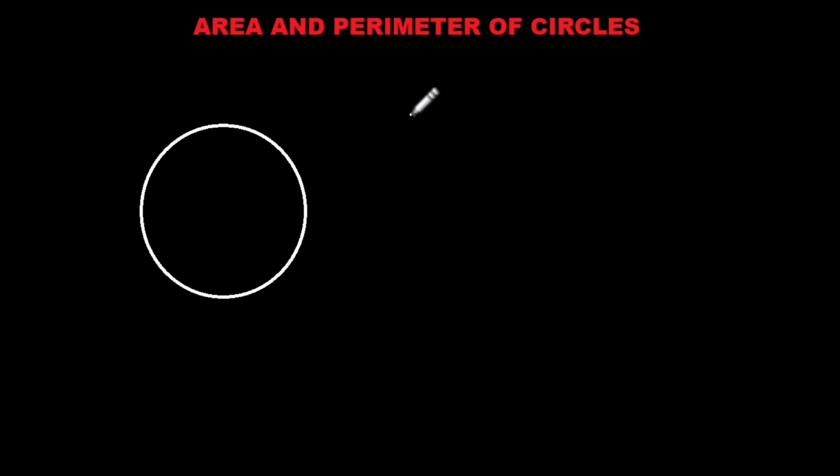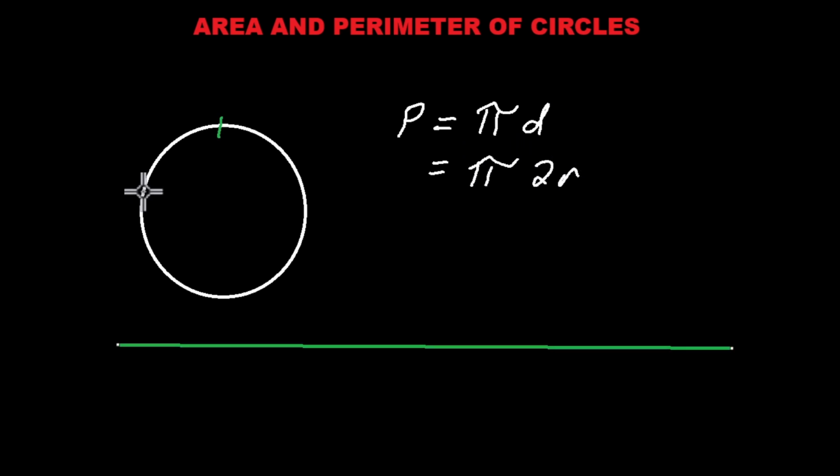The formula for the perimeter of a circle is perimeter equals pi times the diameter, or we can say pi times 2 times the radius. Let's say that I have the diameter of the circle here, and I was to take this diameter and make a straight line.